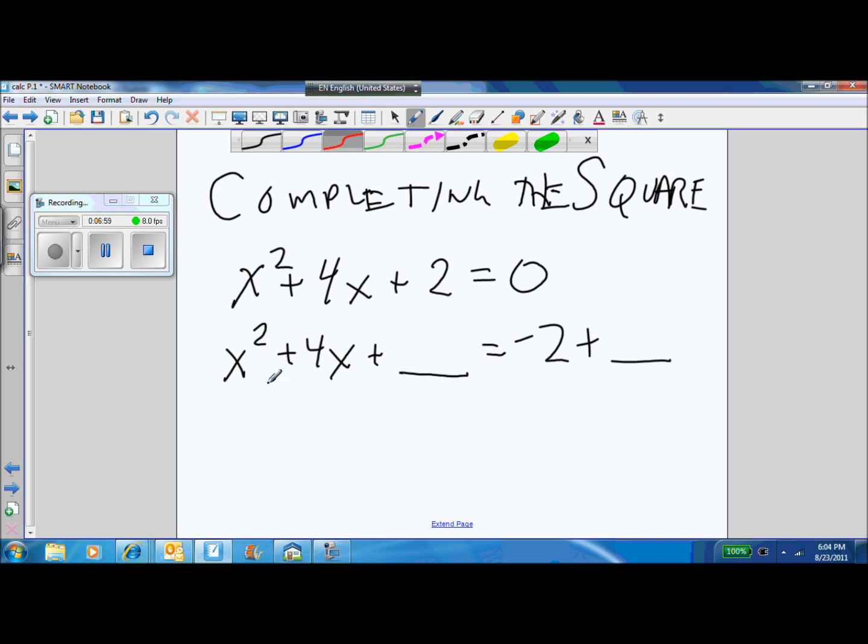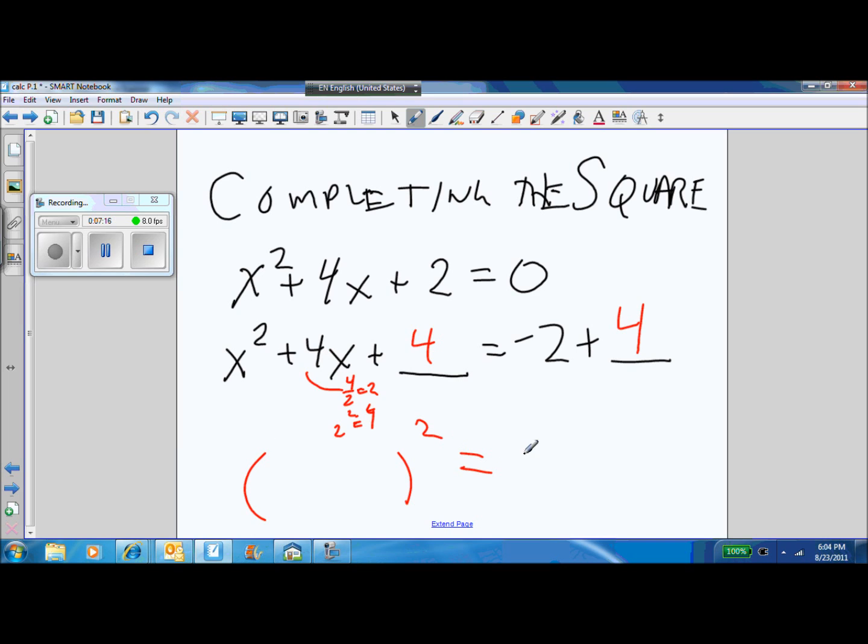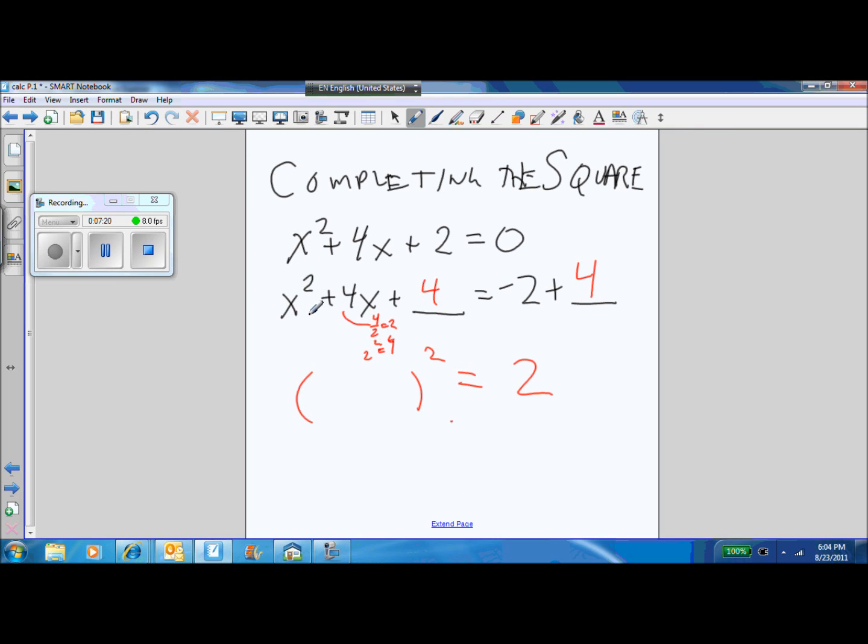This is not a perfect square. But if we take half this term, 4 divided by 2 equals 2, and then square that, add that to both sides, now this is a perfect square. The square of what, though? This side is 2. What's this side the square of? Well, x got squared to get that. 2 got squared to get 4.